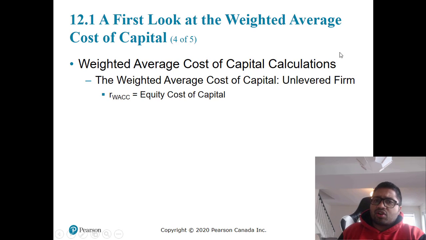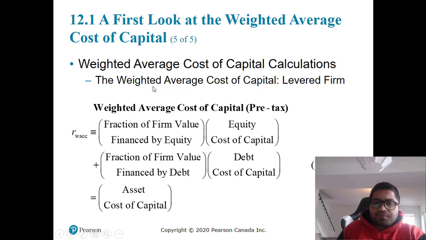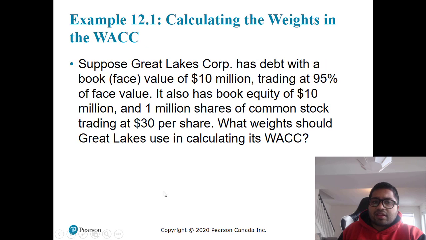So weighted average cost of capital for an unlevered firm that doesn't have any debt is the cost of equity. Weighted average cost of capital for a levered firm is weight of equity times cost of equity plus weight of debt times cost of debt, equal to assets, right?